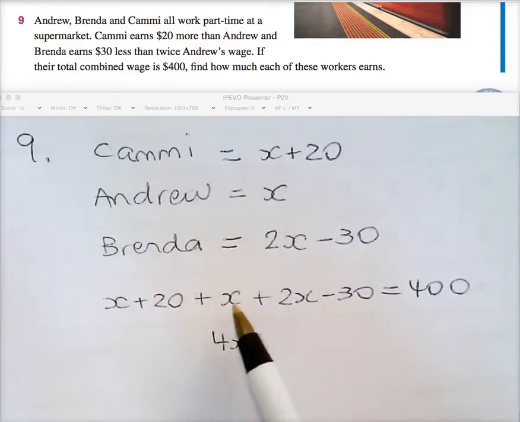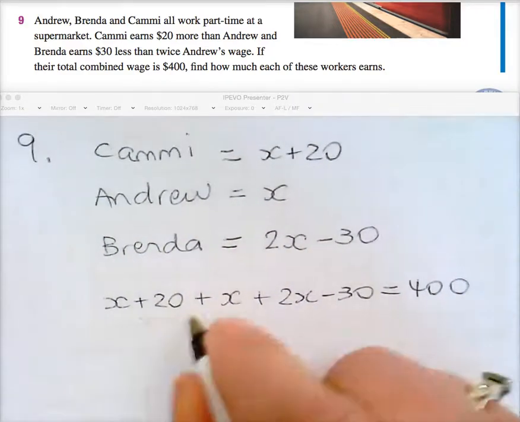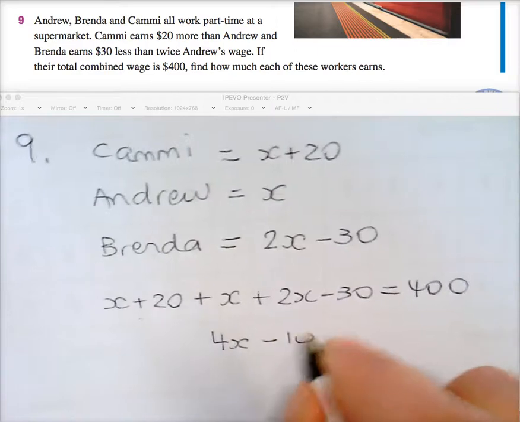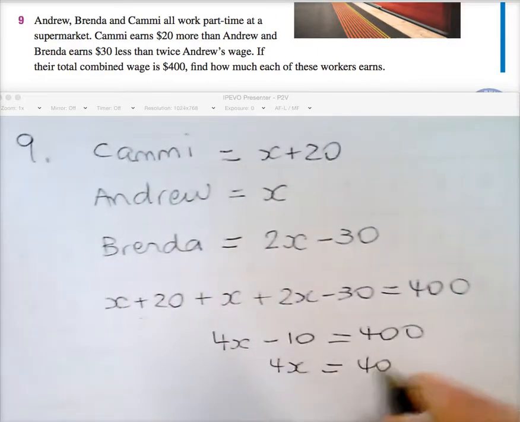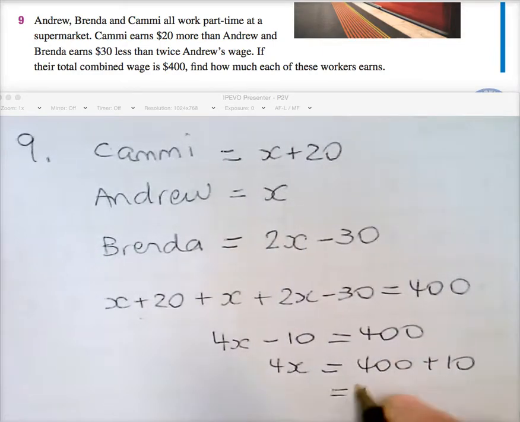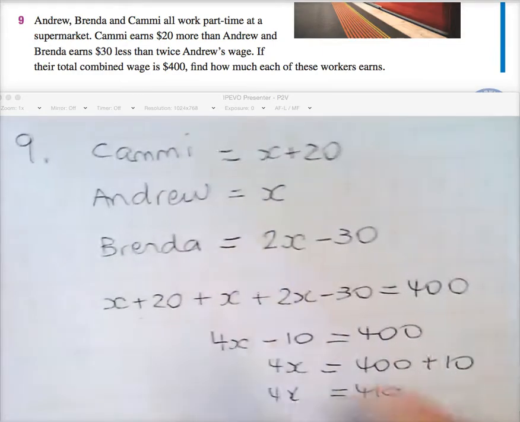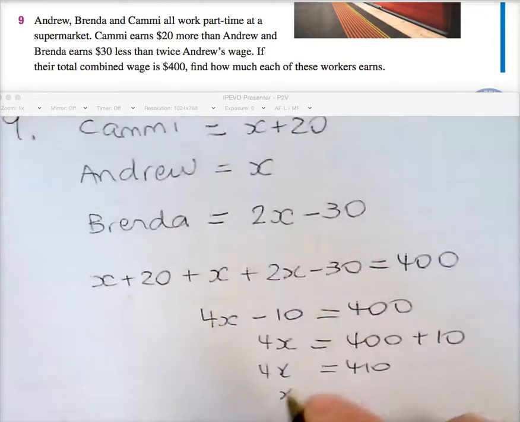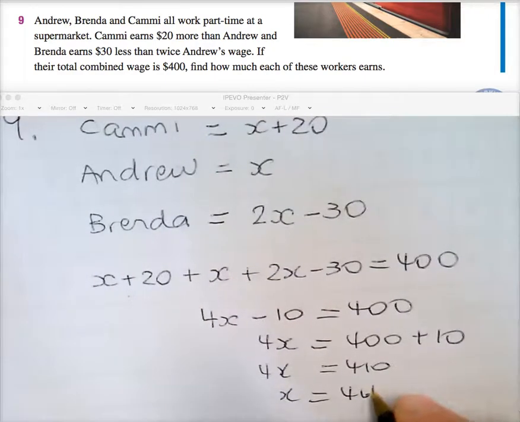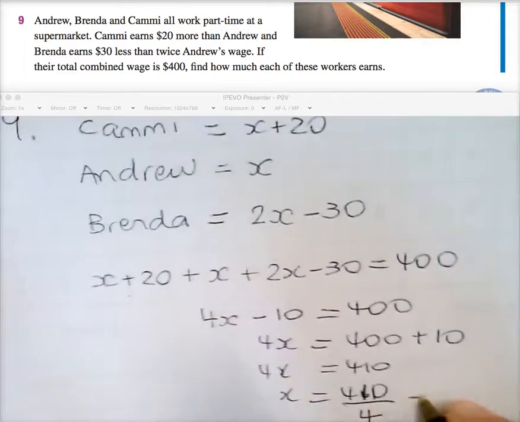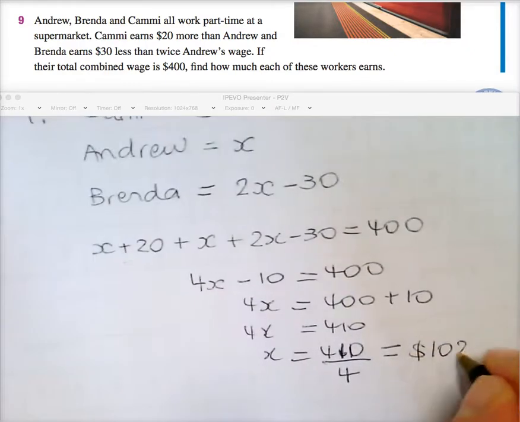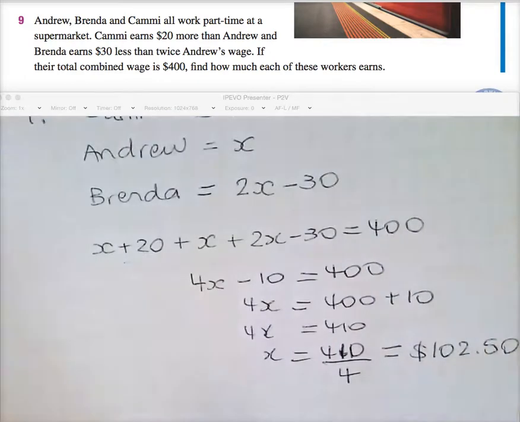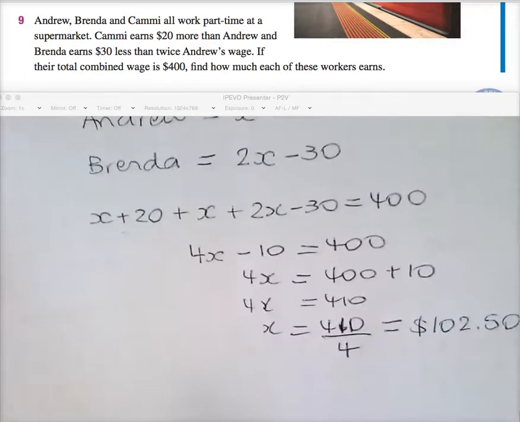Like terms, X plus 2X is 4X, plus 20 minus 30 is minus 10, equals 400. So 4X is 400 plus 10, which is 410. Therefore, X is 410 divided by 4. So it's $102.50. So then you have to work out what each person gets.